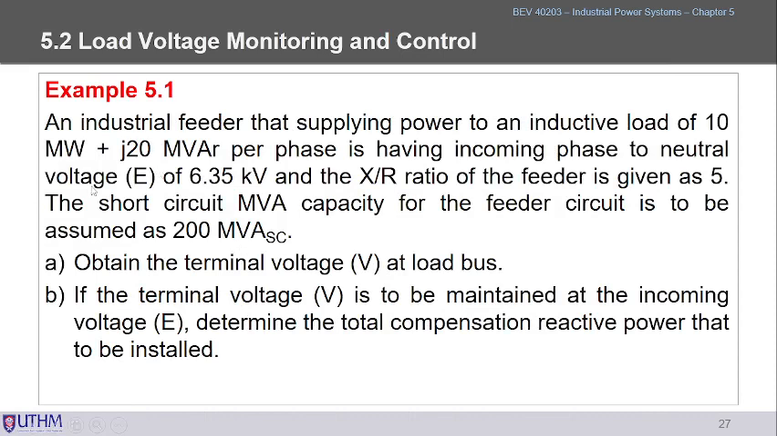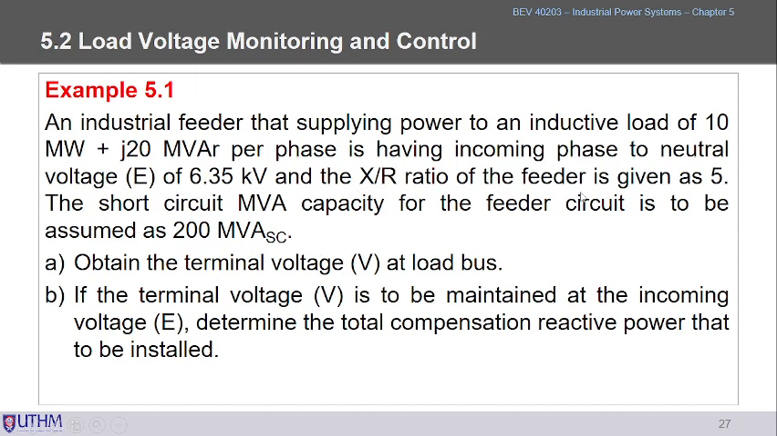Okay, let's see the example here. If we have one industrial feeder, the inductive load is 10 megawatts plus j20 megavars per phase, having the incoming phase to neutral voltage E. So E is the phase voltage. It is not the line to line voltage, but rather the phase to neutral voltage, 6.35 kV. Because we are trying to solve this problem on a per phase basis, everything must be in phase values, not line to line.